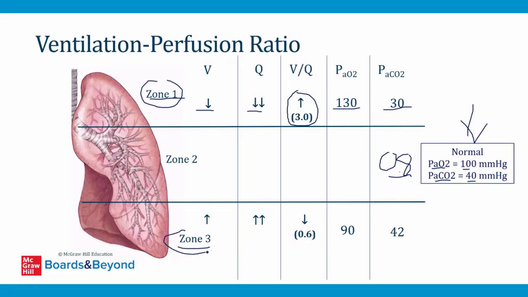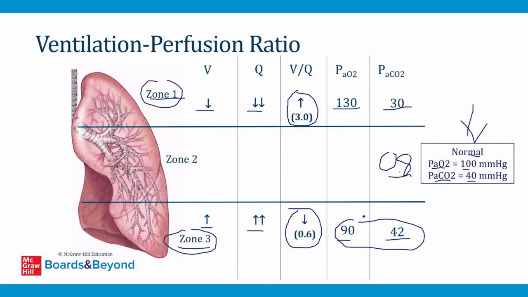Down in zone 3 at the base, we have the opposite situation. So V is higher down here, but Q is higher to an even greater degree. This produces a low VQ ratio. It can get as low as 0.6. And this is going to under-oxygenate the blood. So the blood coming from zone 3 is going to have a PaO2 of around 90, which is lower than normal. Also, the PaCO2 can be 42, which is higher than normal. And these things are happening because the VQ ratio is low and you're underventilating the lung tissue relative to perfusion.